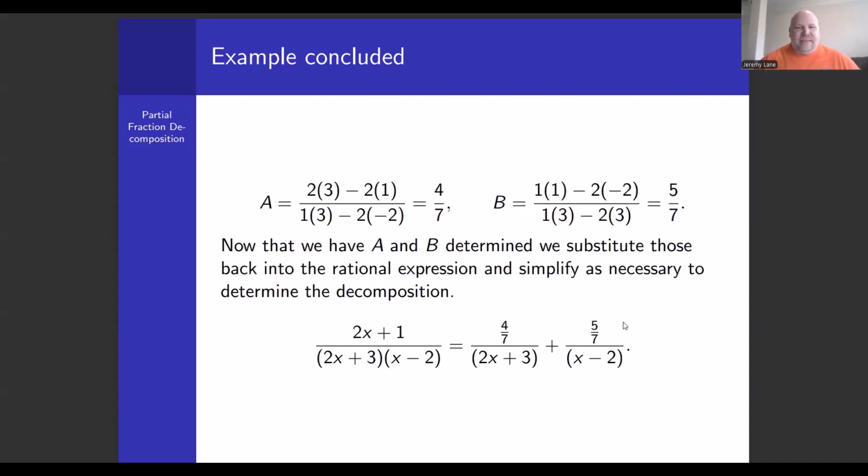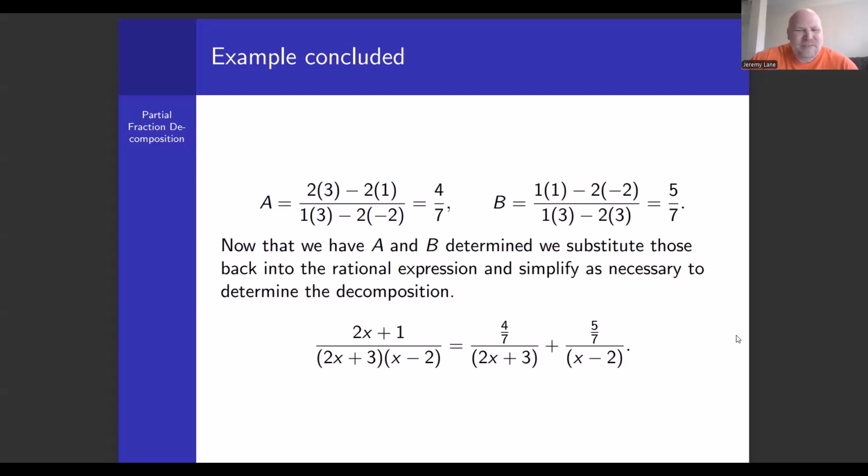Now, there are many, many techniques for solving systems of equations. You have substitution, you have elimination, you have matrix method, you have Cramer's rule. What's used in this demonstration here for A and B at top is Cramer's rule for determining the solution to systems. So we know that we can rewrite 2x plus 1 divided by 2x plus 3 times x minus 2 as 4/7 divided by 2x plus 3 plus 5/7 divided by x minus 2. And this is our decomposition for our original fraction.